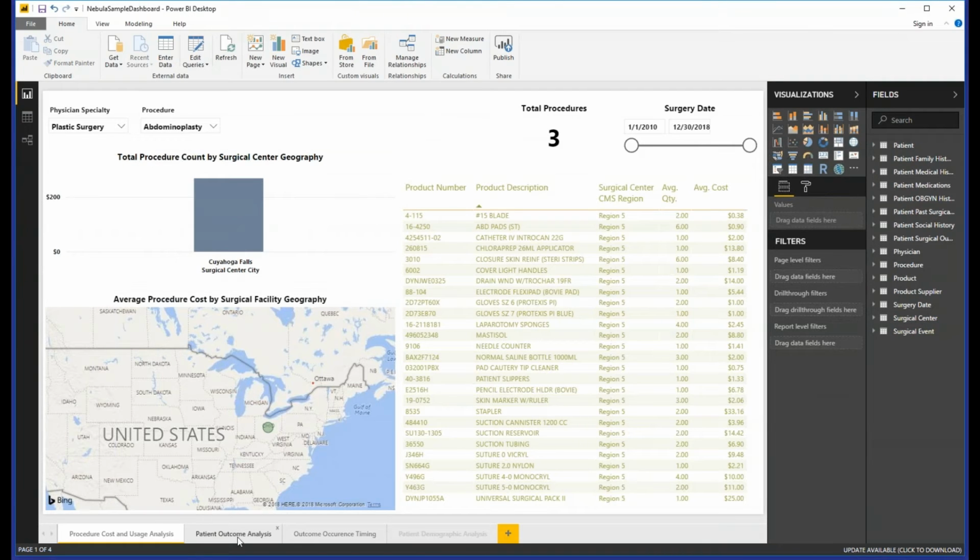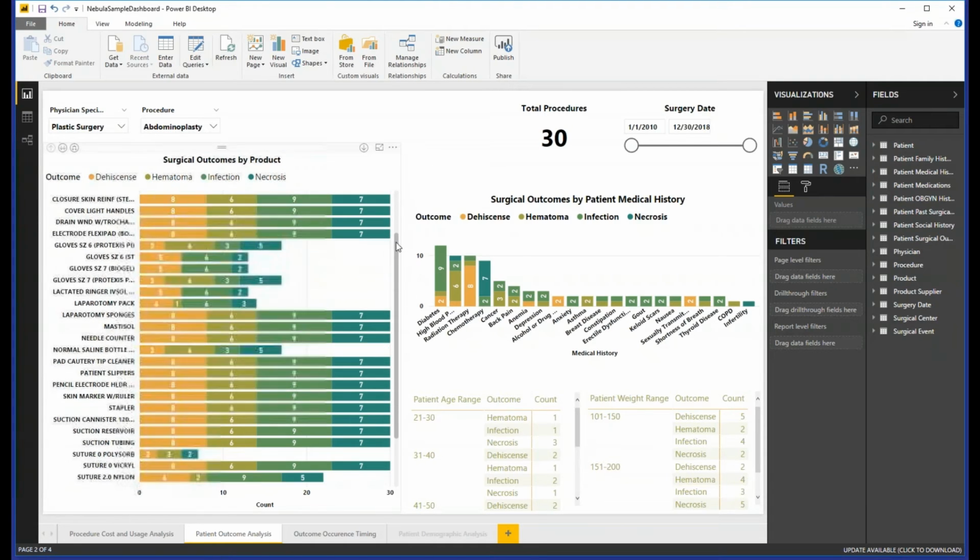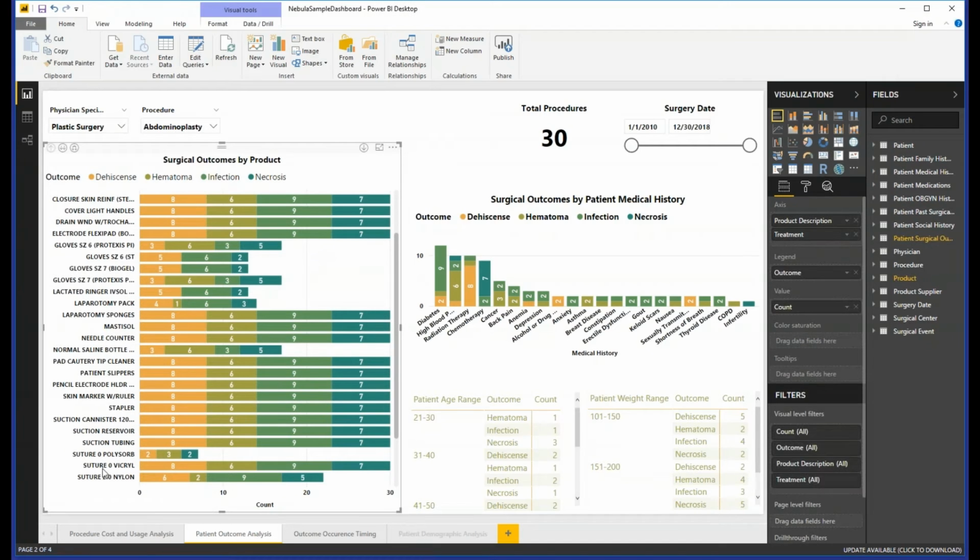So the other thing that we can do is we can start to look at the patient outcomes. And this is very interesting. What we're looking at here is, in those 30 abdominoplasties, where did we have outcomes of dehiscences, hematomas, infections, or necrosis? And what products were used and what were the comorbidities? So I'm going to take an example here, and we're going to look at vicral sutures. And in the vicral sutures, it shows that I had 8 dehiscences.